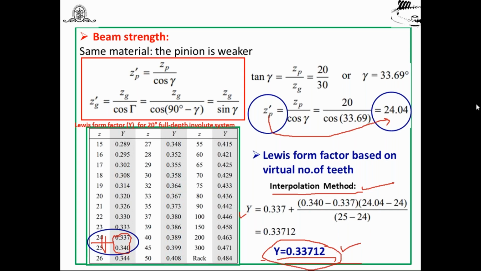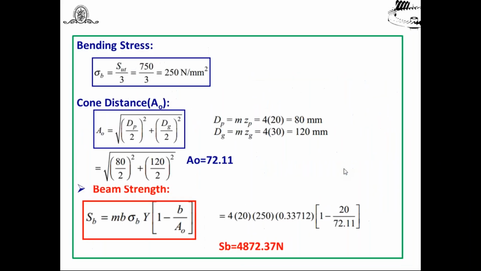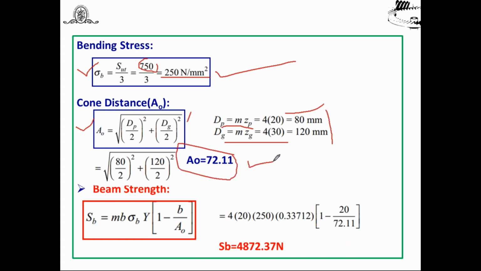Okay. Now only one point is remaining to find out the SB, that is the cone distance. As discussed earlier, sigma b is equal to Sut by 3, it's given, you can calculate. Then how to calculate the cone distance A0? Yesterday also during the learning code test I gave some small examples on this. Cone distance is equal to the square root of (dp by 2) squared plus (dg by 2) squared. The dp is equal to m into Zp, 80, and dg is m into Zg, 120. You can substitute, and you will get A0, that is 72.11.